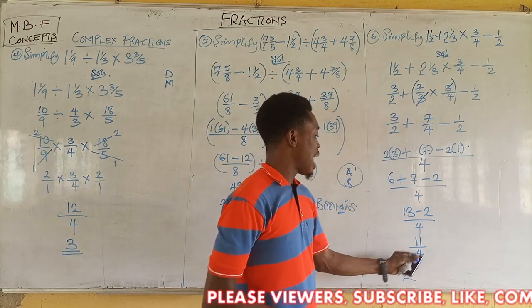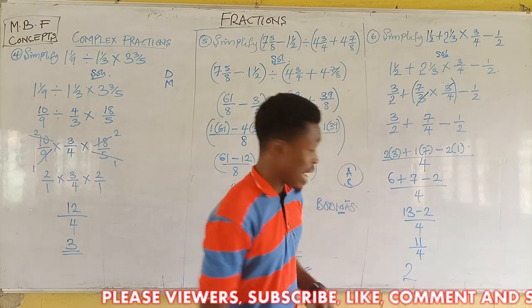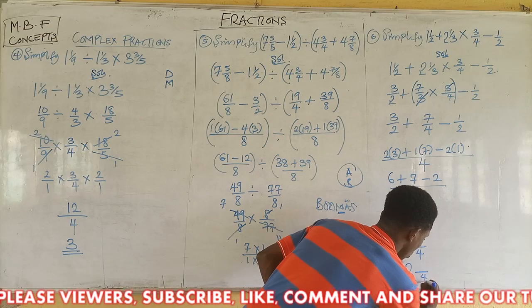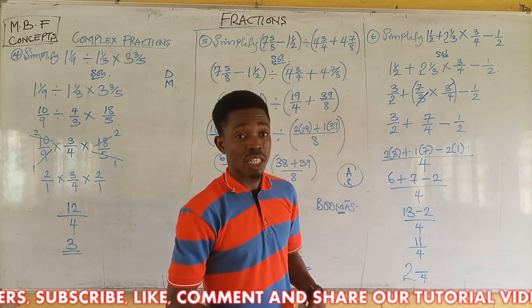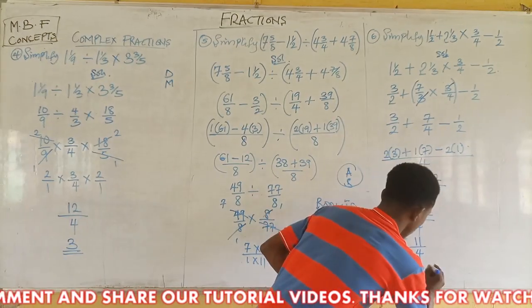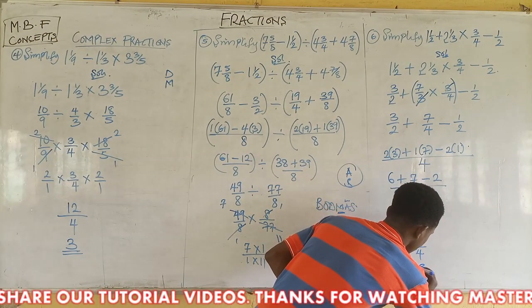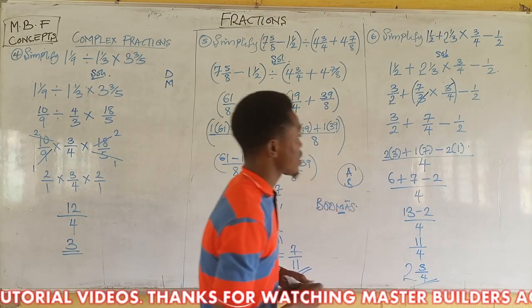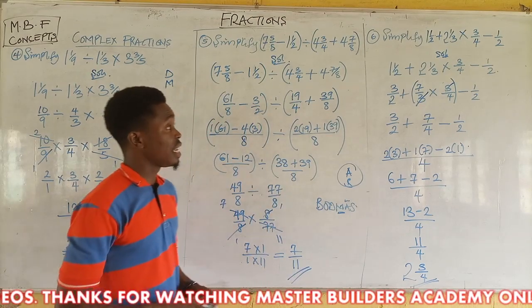Now 2 times 4 will give us 8, right? Like I explained before, the denominator does not change. Now remove this 8 from the existing numerator here, 11, and you are going to get the numerator to be 3. So this is the answer to this very question.